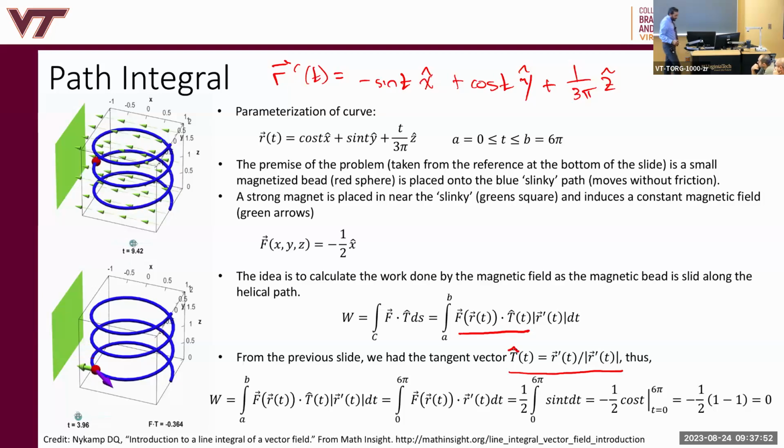Okay, so now we have to take the dot product of F with R prime of T. And F only contains an x component, so we're going to pick up only this sine function here, and we're going to integrate from A to B, so from 0 to 6 pi. This 1/2 comes out from the F. We have sine of T. There was a minus sign here and a minus sign here. They canceled. We have the integral of sine of T. Nothing could be easier. Minus 1/2 cosine of T from 0 to 6 pi. And we know that the cosine of T will give us a 0, right?